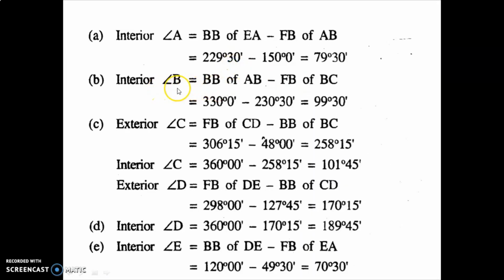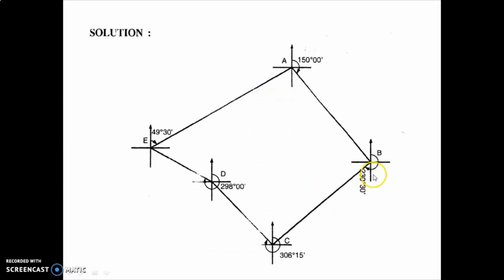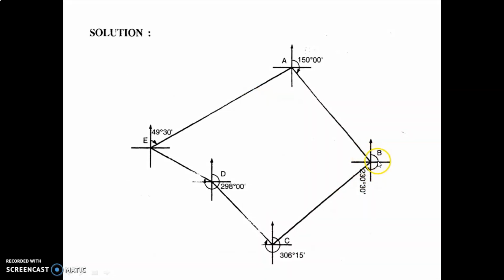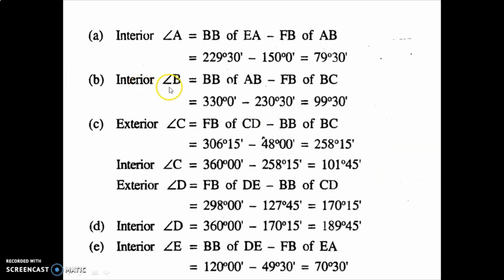Then you calculate angle B: backbearing of AB minus forebearing of BC. Backbearing of AB is 330 degree 0 minute minus 230 degree 30 minute. The answer is 99 degree 30 minute. You can check this in the figure: 330 degree from here to here and 230 degree from here to here. Again the angle is inside the traverse, so angle B is an interior angle.